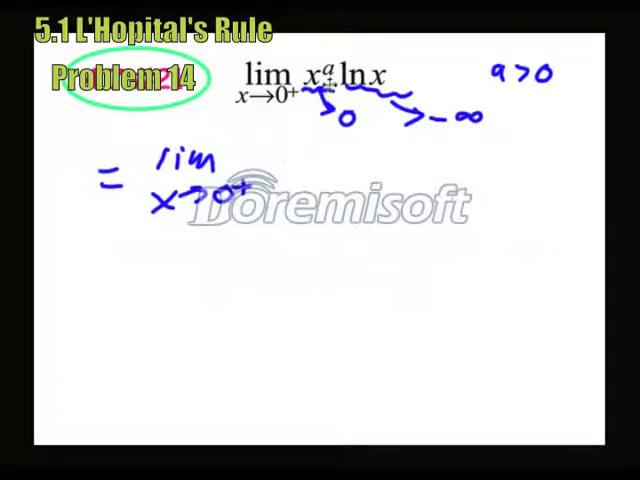And instead of having this x to the a here, I'm going to write that in the denominator as x to the minus a. Okay, keep the natural log of x on the top. Keep in mind, we can do that. I just changed the exponent to a negative sign.